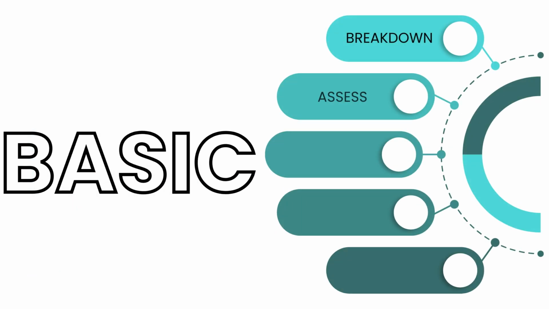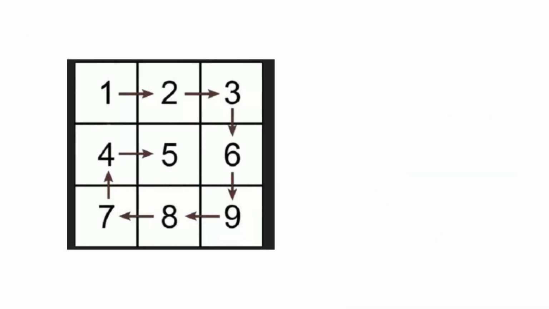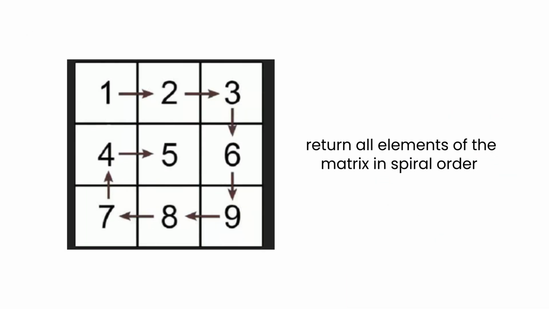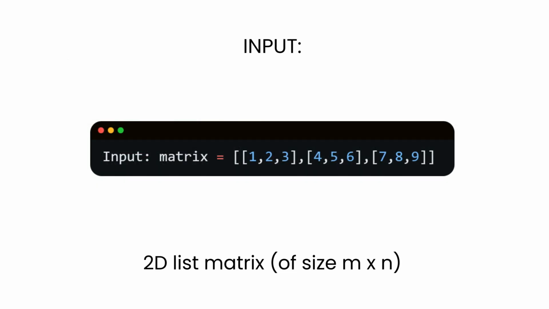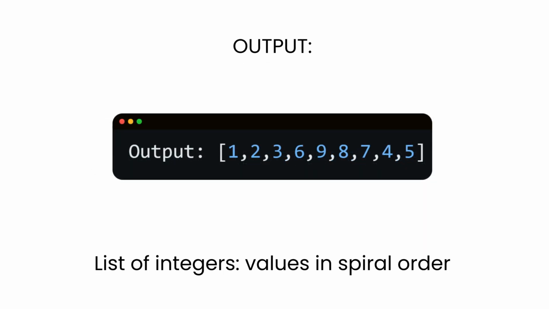Let's break down Spiral Matrix using the basic approach, so you'll confidently handle any 2D matrix traversal in an interview. Given an M by N matrix, return all elements of the matrix in spiral order. Input: a 2D list matrix of size M by N. Output: a list of integers, the values in spiral order.